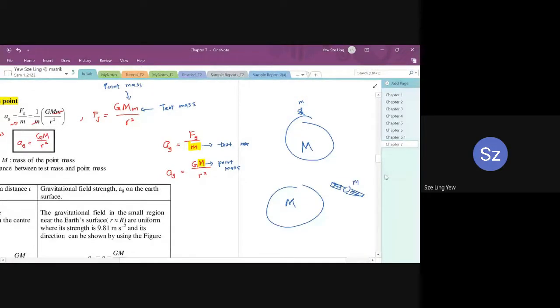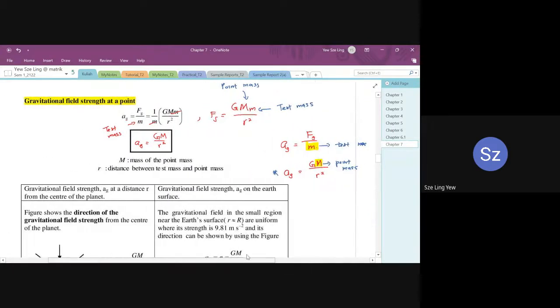So the satellite is a small m. If you want to calculate ag by using the first equation, then for the mass you use small m. If you want to calculate ag by using the second equation, then you use the mass of the planet. Usually it's the mass of the Earth, or the mass of the moon, and so on.